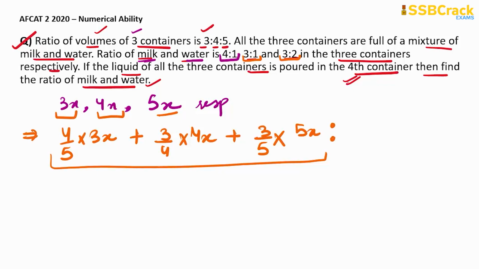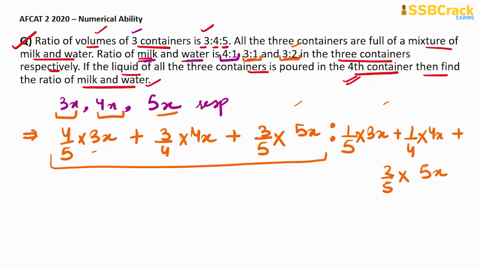Similarly, as we have to find the ratio of milk and water, we can directly put the amount of water here. So if 4/5 of the container is milk, then 1/5 of the volume is water, plus 1/4 of the volume of the second container is again water, and for the third container it will be 2/5. So 2/5 into 5x will be our volume of water, or the amount of water in the third container, right?